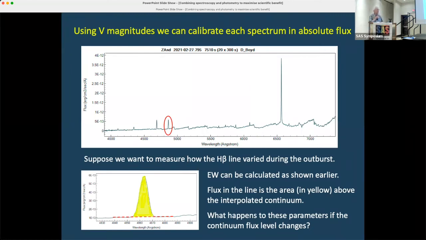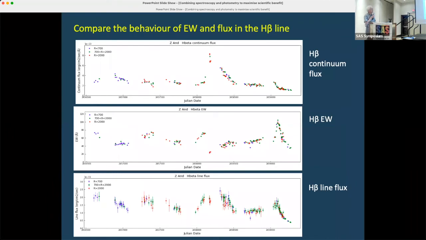So next slide, please. If we look at what's been happening during that outburst, the top plot there shows you the continuum flux now at H beta, which is how the continuum level in the region of the H beta line has varied in time. And it almost mimics the V magnitude, because what the V magnitude was measuring was essentially the rise and fall of the continuum. The middle plot there shows you the computed equivalent width of the H beta line, and the lower plot is the line flux we've computed by integrating the area of the filter.